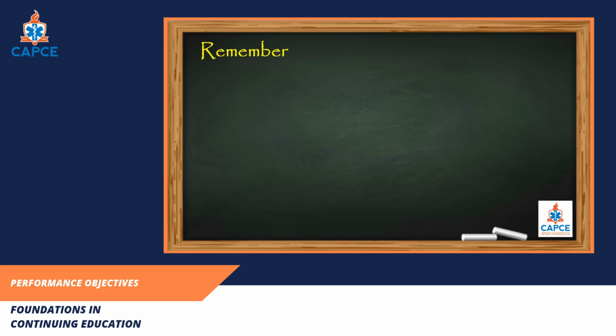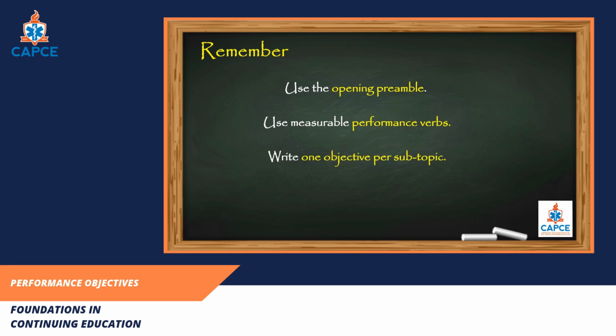Remember the 3 rules of performance objectives. Use the opening preamble, use measurable performance verbs, and write 1 objective per subtopic.